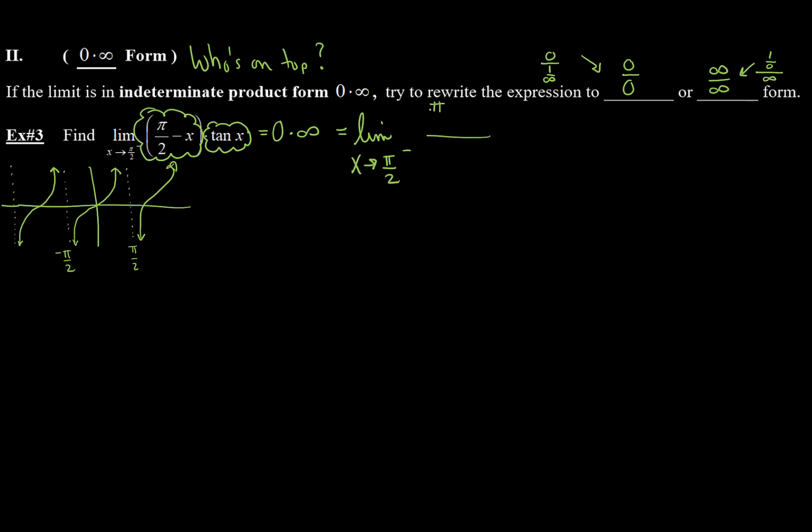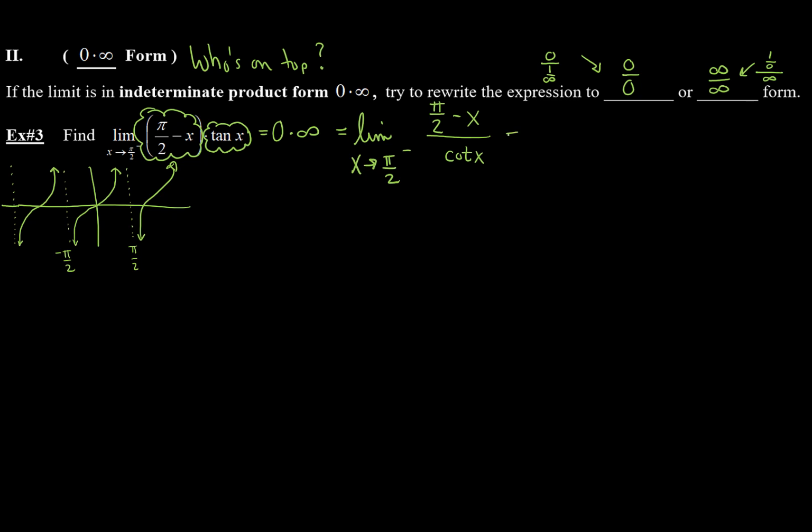So I'm going to put pi over 2 minus x on the top, and I'm going to put 1 over tangent of x in the denominator. The reason why I'm going to put the 1 over tangent of x in the denominator is because we know what the 1 over tangent of x is. Yeah, it's the cotangent of x. And that's something that we can easily take the derivative of.